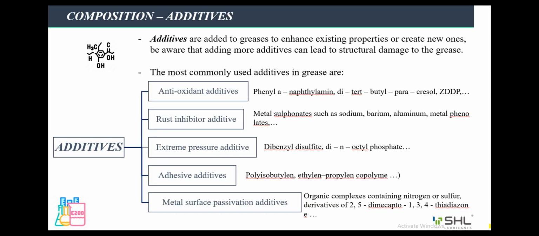Next, about additives. Additives are added to greases to enhance existing properties or create new ones. Be aware that adding more additives can lead to structural damage to the grease. The most commonly used additives in grease are antioxidant additives, rust inhibitor, extreme pressure, adhesive and metal surface passivation.